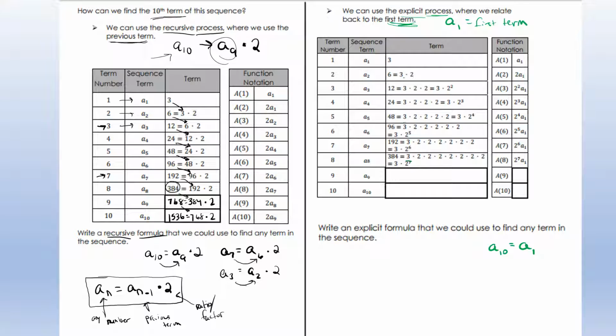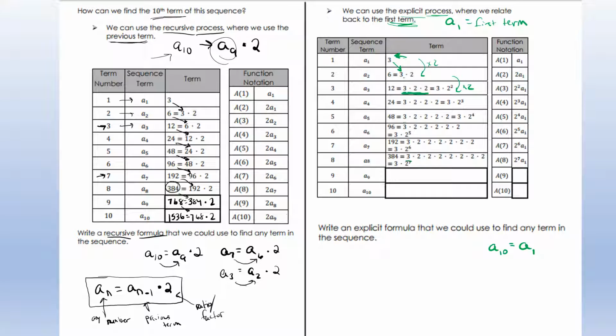If my first term is 3, how do I get the second term? Same pattern: 3 times 2. But what if I want to get to the third term? I don't necessarily want to use the second term. I still want to use 3. But how did I get from 3 here? Well, I did 3 times 2 and then times 2 again, so 3 times 2 times 2, which is what you see here.